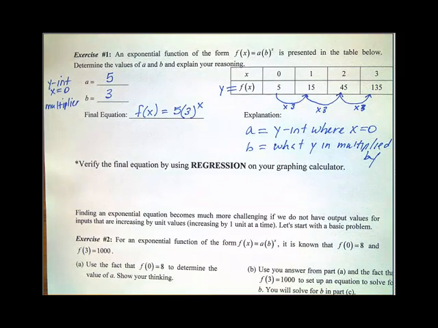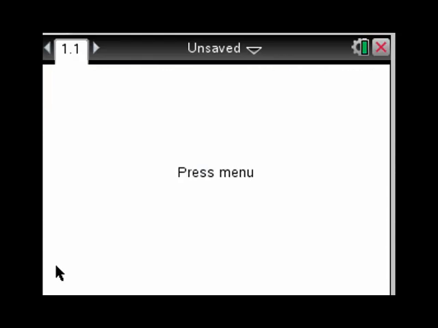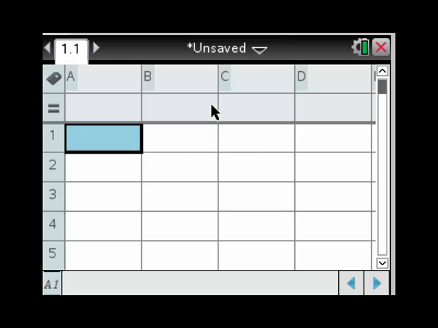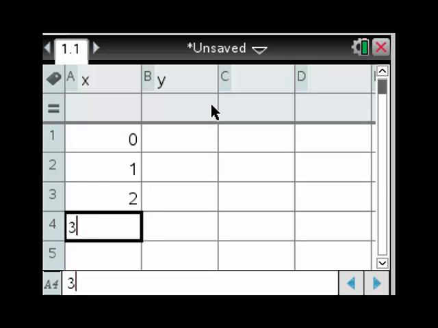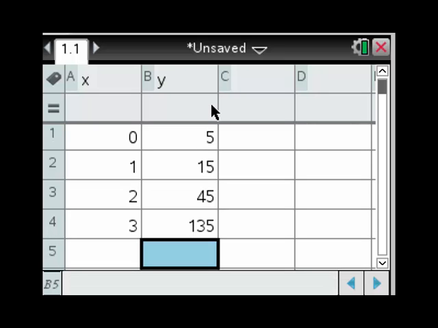There you go. So now let's practice doing a regression on our calculator to make sure we're good to go. So grab your calculator. On your calculator, you're going to go Home, New Document. We need a list and a spreadsheet. You have to label your columns. So in the box A, put x. You have to go down, over, and then up, put y. We're going to put our x values in, so 0, 1, 2, and 3. Then we're going to put our y values in, 5, 15, 45, and 135. Make sure you hit enter and you get out of that last box.